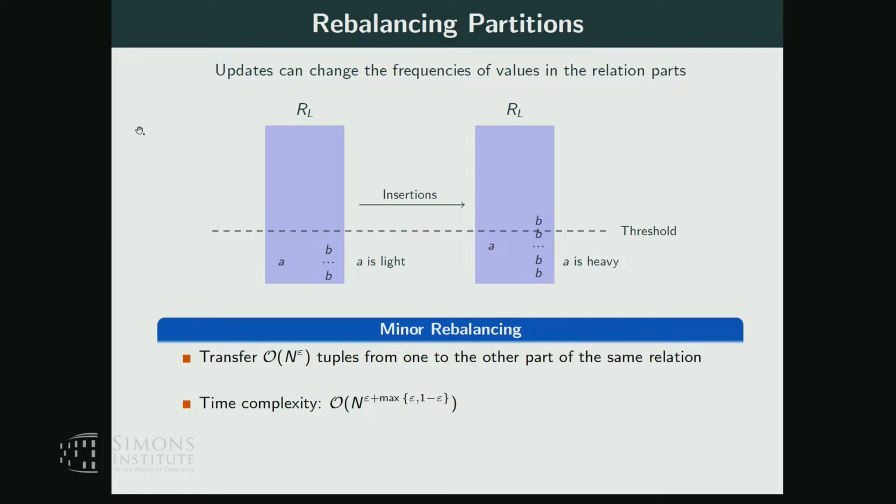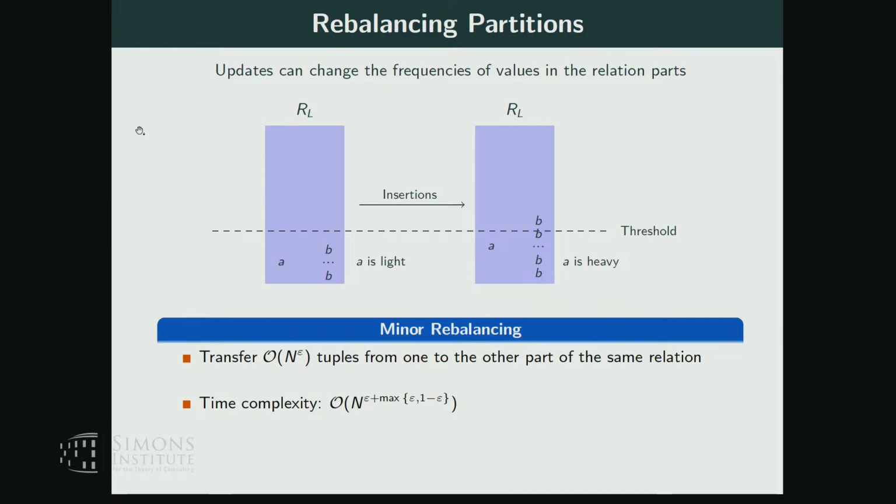So effectively, to do this, we have to account for some amortization, right? We have to pay some price, accounting for the fact that every now and then these two situations may actually happen. One situation is depicted here. We are in R light, A was light, but then we did so many insertions that suddenly A becomes heavy, right? So in that case, we'll have to transfer n to epsilon tuples from one part to the other part.